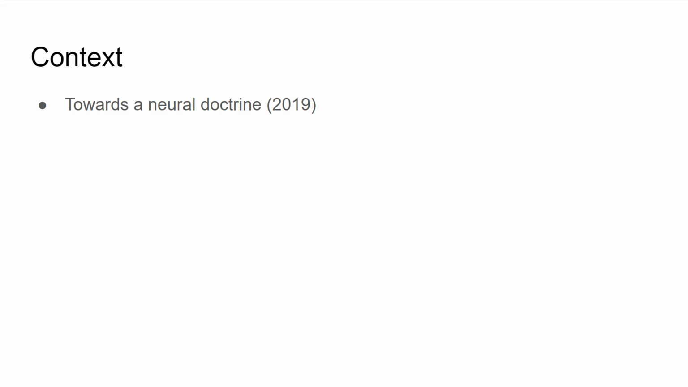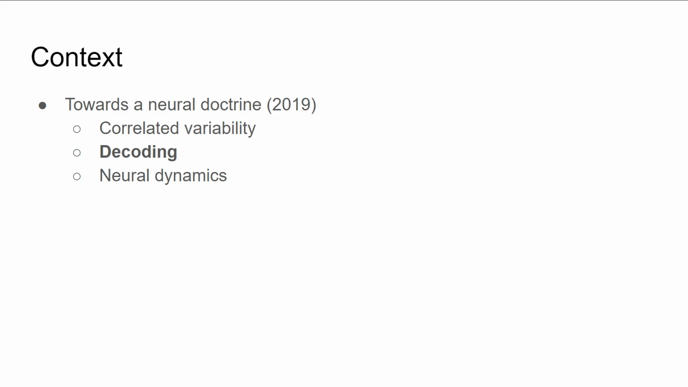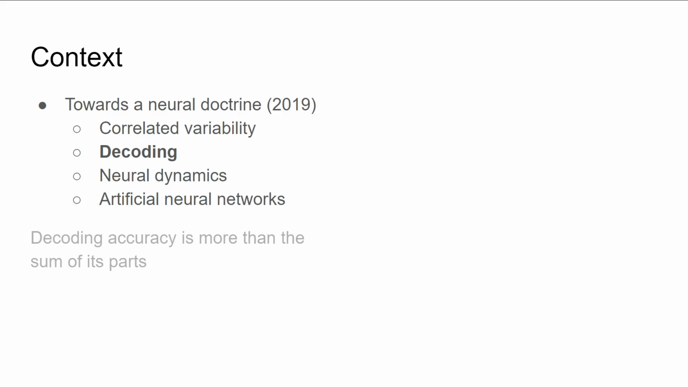Towards a Neural Doctrine had 4 sections: correlated variability, decoding. This is for the most part where this paper is going to lie, in that decoding section. But it also had neural dynamics and artificial neural networks, which were arguing for using neural ensembles rather than individual neurons as the fundamental unit of neuronal computation. In the decoding section, the title of the section that references this paper is Decoding Accuracy is More Than the Sum of Its Parts. That's what we're going to think about a lot.